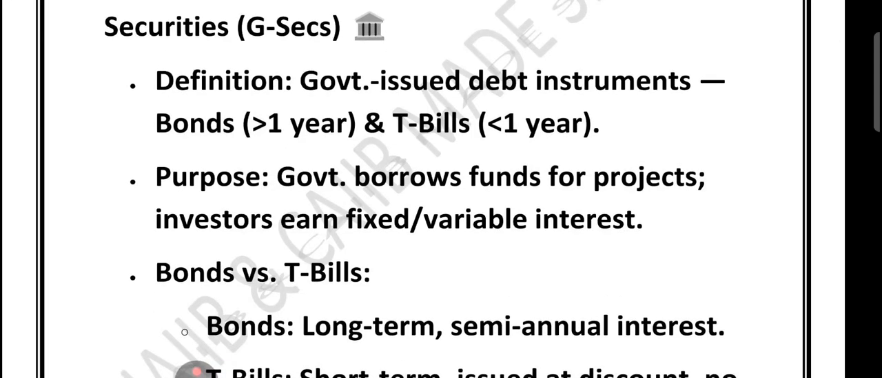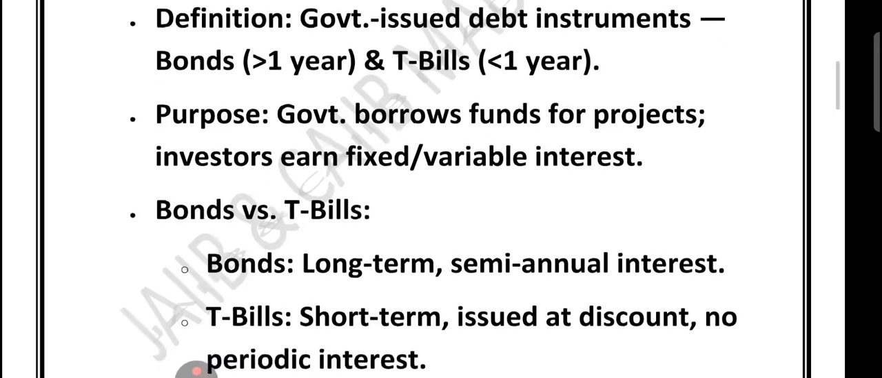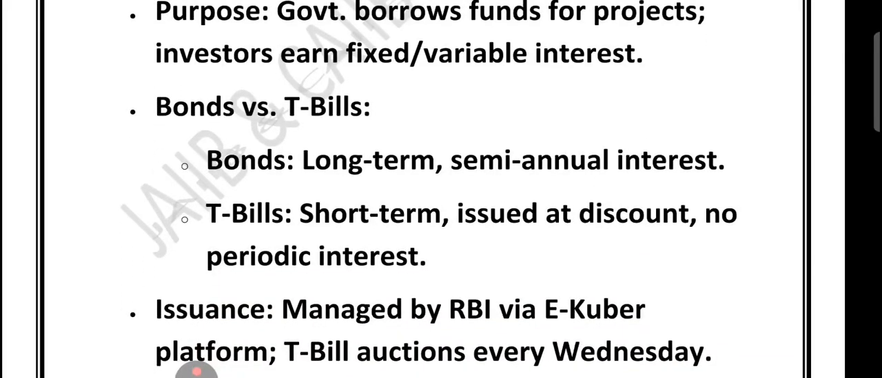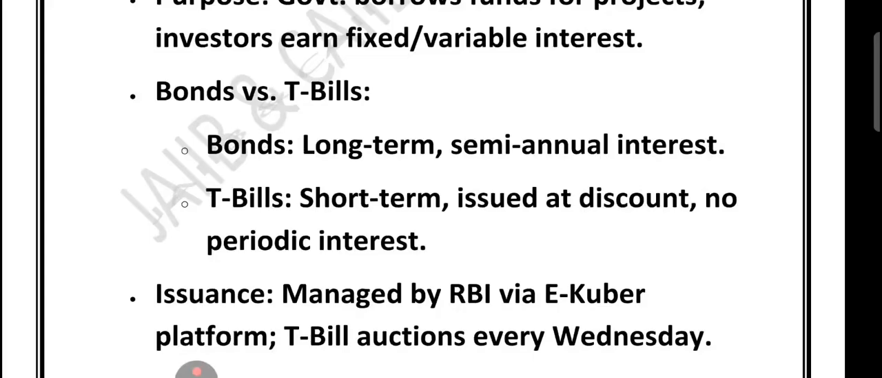In return, investors get a fixed or variable interest income, right? I'm again repeating: the government needs money for a development project, so it borrows from investors through this security, and the investor gets what? Fixed or variable interest income. Government security comes in two types based on maturity. The first type is called a bond. These are long-term securities, usually more than 1 year, with interest paid every 6 months. That's called semi-annual interest.